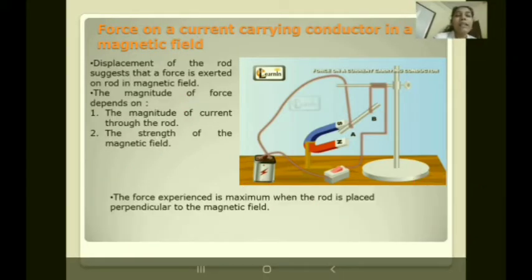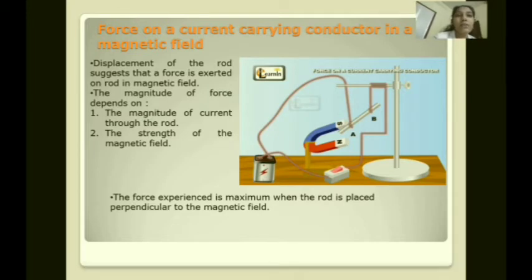So children, let's go for a quick review of this experiment. The displacement of the rod suggests that a force is exerted on the rod in the magnetic field. The rod is displaced, which indicates the rod experiences a force when it is placed in the magnetic field. Now the magnitude of this force depends on the magnitude of current through the rod and also the strength of the magnetic field. That means I and B. One more factor is the length of the rod, which I had already discussed.